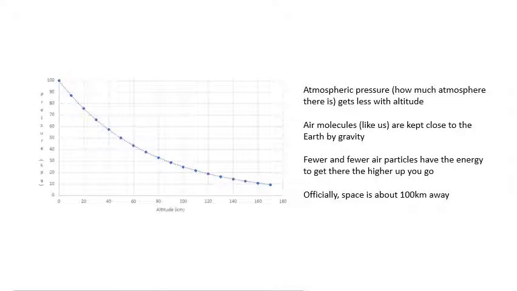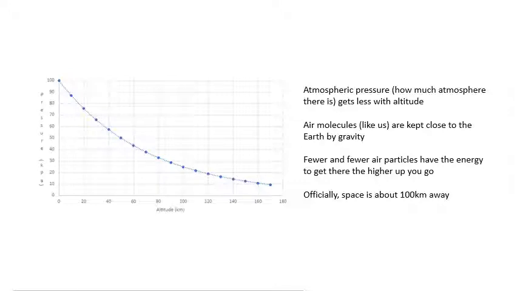So if you compare 100 kilometers with the radius of the Earth, which is about 6,400 kilometers, the Earth's atmosphere is pretty thin. Now, atmospheric pressure, how much atmosphere there is, gets less with altitude. Why does it get less with altitude? Well, basically, air, the stuff that we are breathing, can't escape from the Earth because of the Earth's gravity. Gravity is keeping the air, thankfully, going around the Earth.